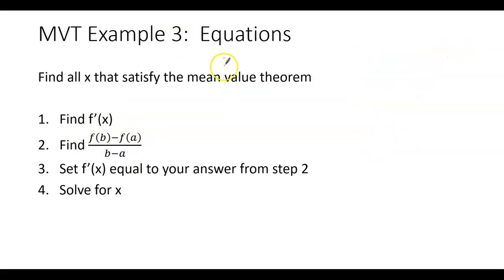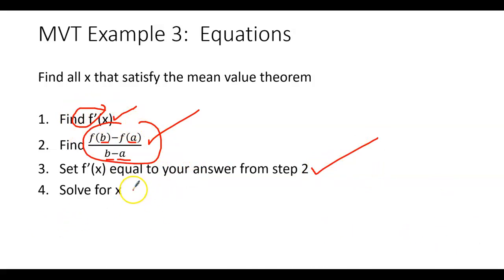Your first steps in this process are to find the derivative of the function they give you, then find your average rate of change by plugging in the two endpoints that they give you, and then make these two pieces equal to each other, and then solve for x. And that'll tell you all the places where the mean value theorem is satisfied. So that's another way that the mean value theorem may be asked. Pretty common type of question.